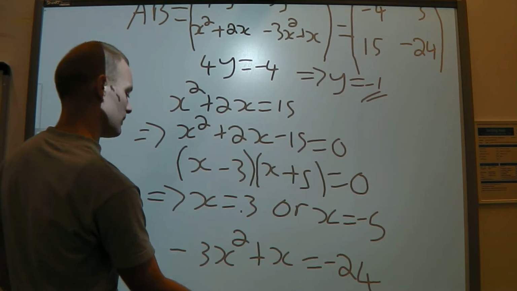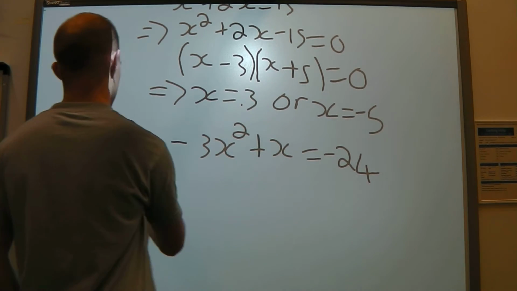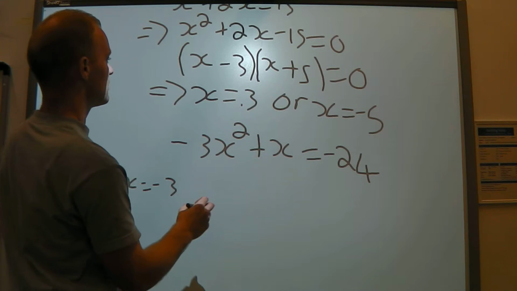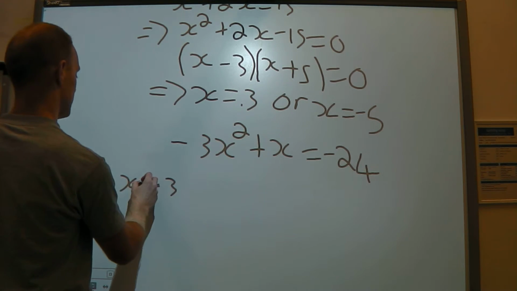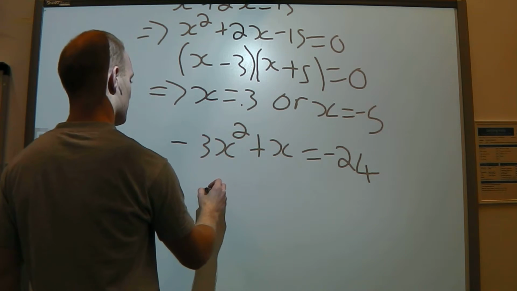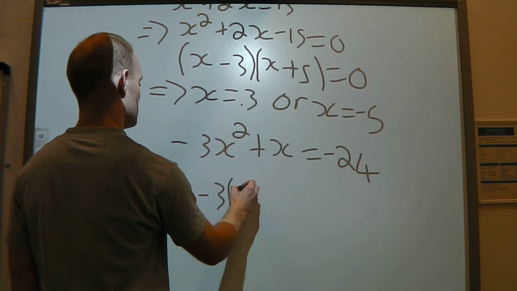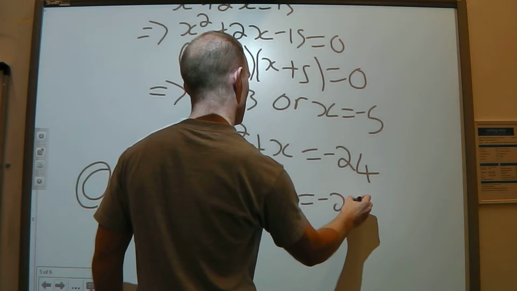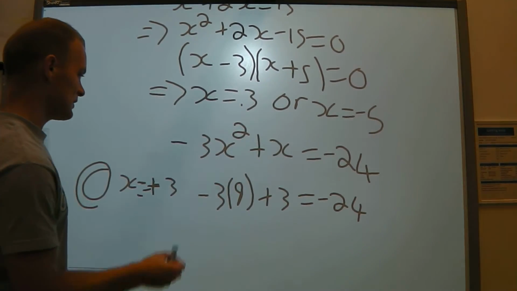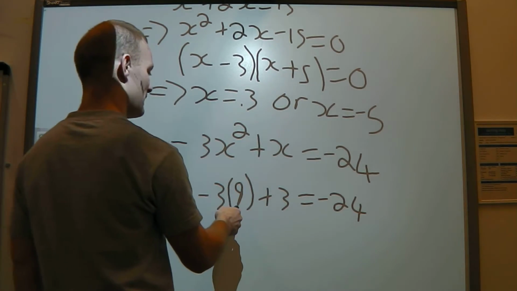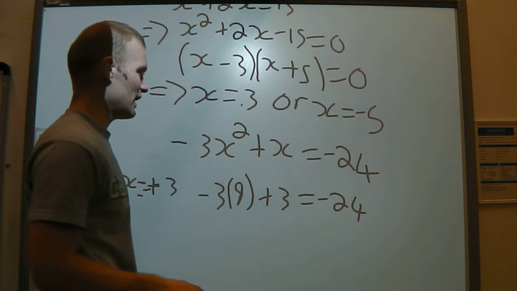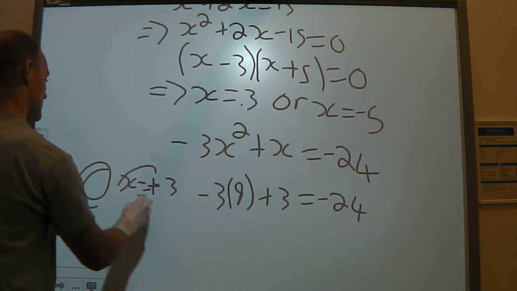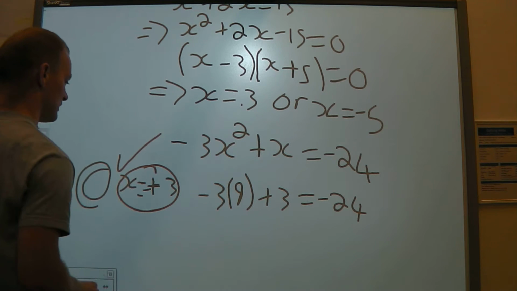Right now, x was 3 or negative 5. At x equal to positive 3, we have negative 3 times 9 plus 3 is equal to negative 24. So, negative 27 plus 3 is negative 24. Negative 24 is equal to negative 24. That's right. So this one is correct.